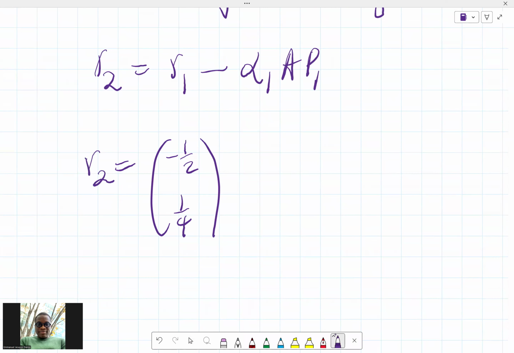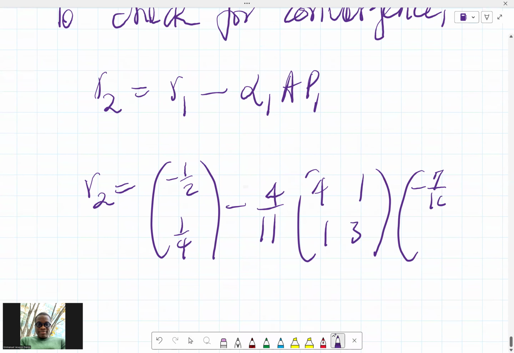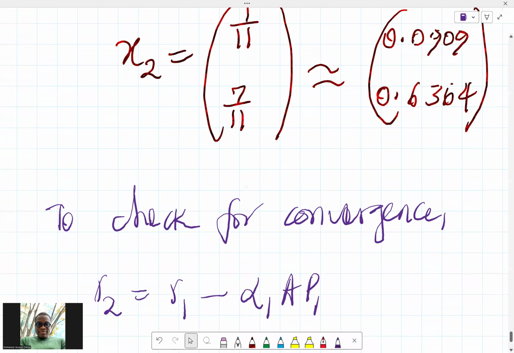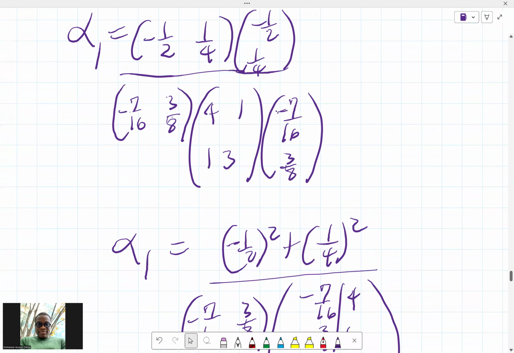So yes, alpha 1 caused a lot of trouble, but it's okay. It's 4 over 11. Then we have 4113 for that. Then P1. I hope if we have to compute anything fresh, I'm not doing it again. But I think we have P1, right? So P1 is minus 7 over 16, 3 over 8. Can I confirm that A is still 4113? I think we just used it somewhere. A is 4113. Correct.